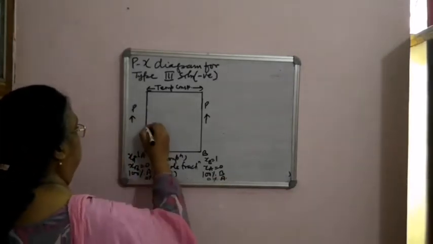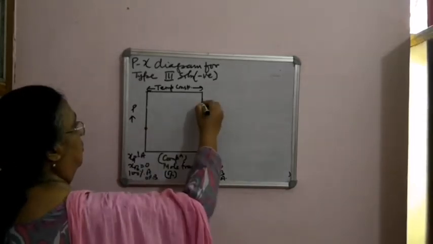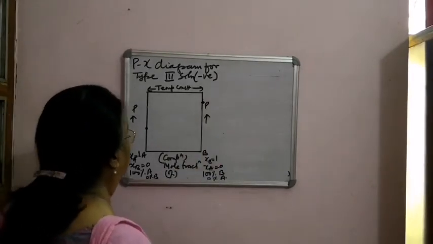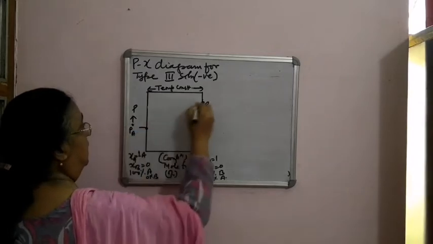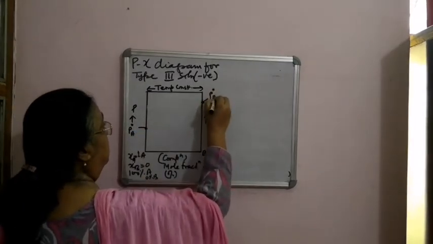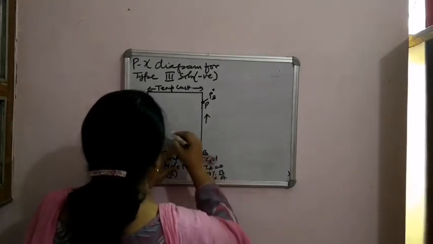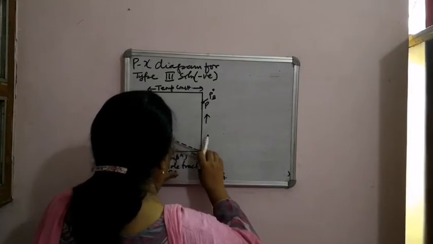We have taken this as less volatile, and this is more volatile. So this was P naught A, this is P naught B. So we will draw the ideal condition first, to compare the deviated condition.